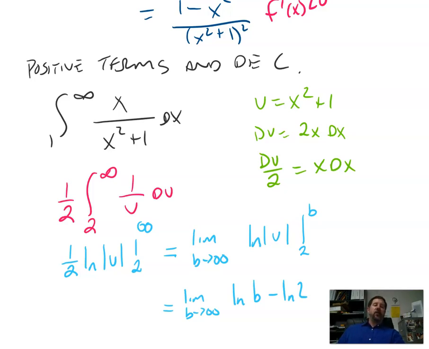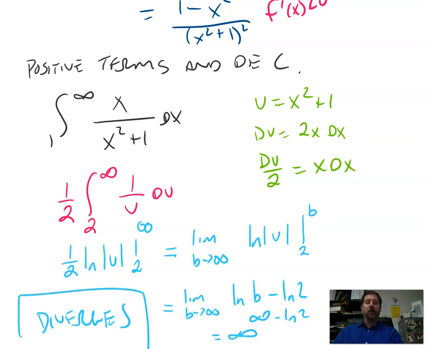And so now when I do the fundamental theorem, I get ln of b minus ln of 2. And now when I evaluate the limit as we go to infinity, this becomes infinity minus ln of 2, which would just be infinity. So because the integral goes to infinity, I know that the integral diverges. And if the integral diverges, what the integral test tells me, because it's a series with positive and decreasing terms, is that the series will also diverge. So in this case, both the integral and the series diverge.